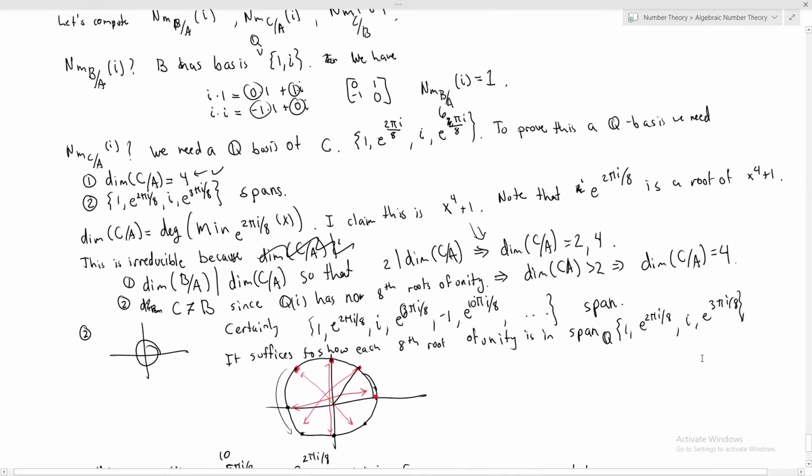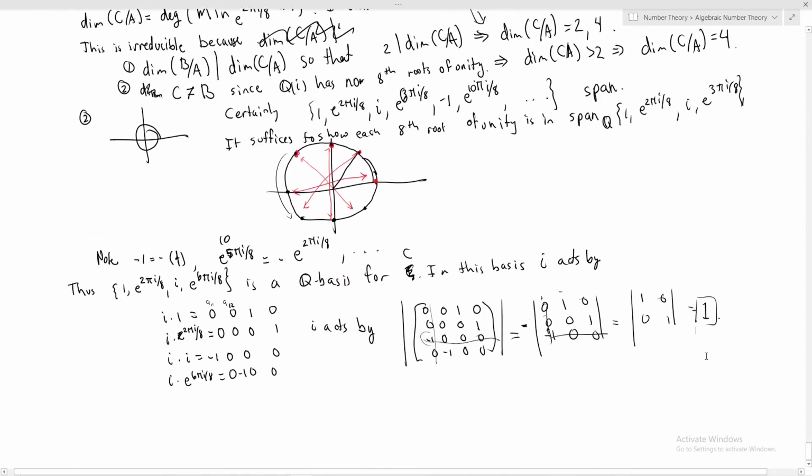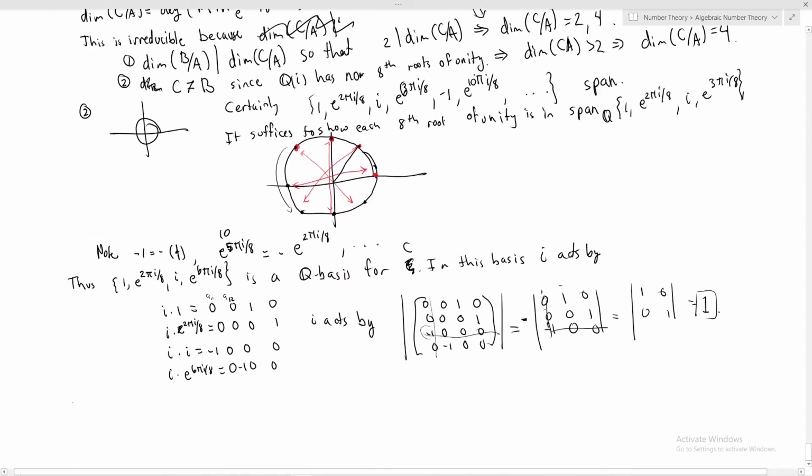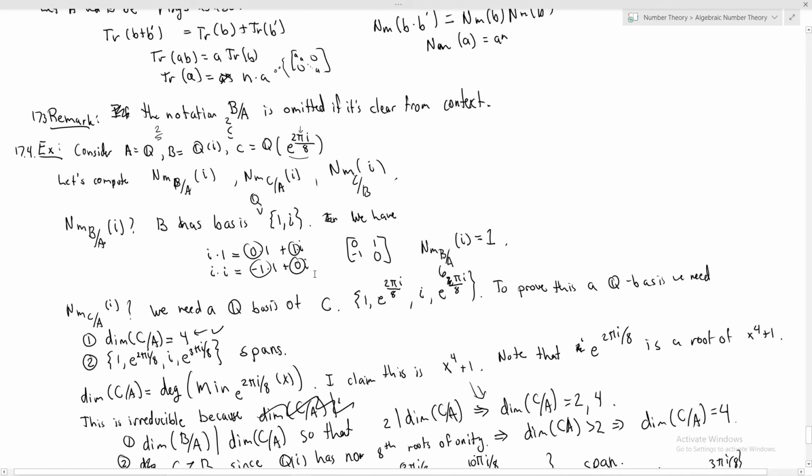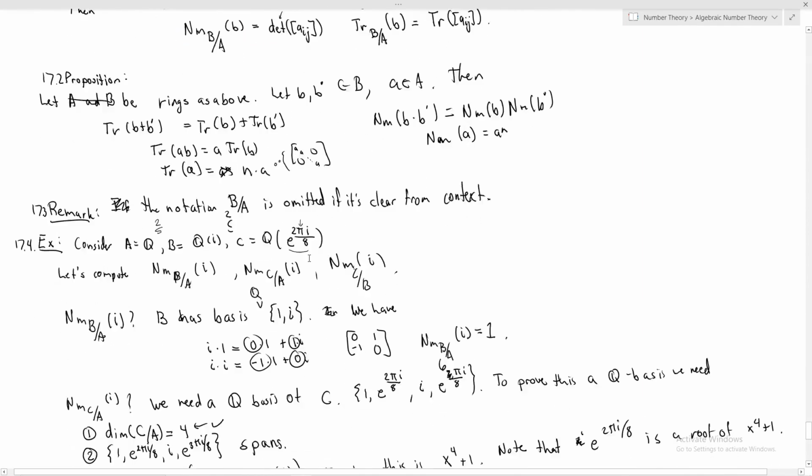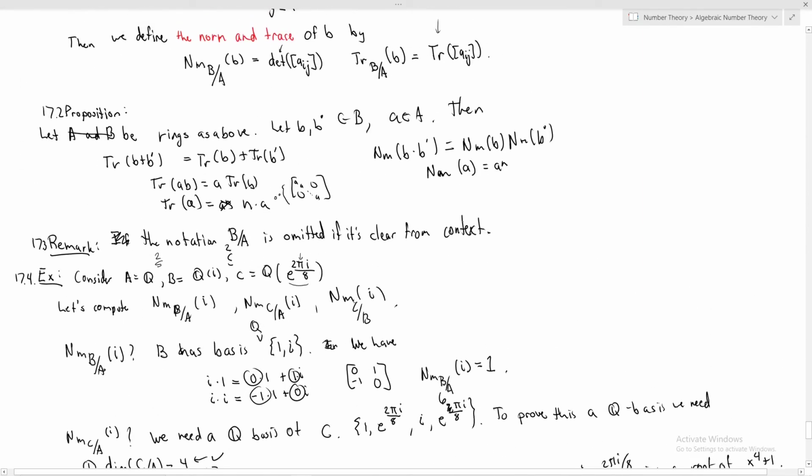Now, the last computation, the norm from C to B of i, we can actually use this fact. I is in B, so this is just i squared, which is -1. And this is by 17.2 here.